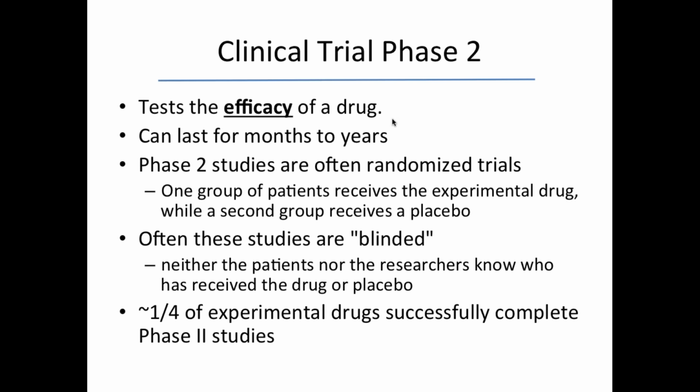And this is the phase at which studies are often randomized, as I mentioned, placebo-controlled and blinded, to try to prevent any bias in a study whatsoever, because you want to get pure and true information to see that this drug is working. And about 1/4 of all experimental drugs that get to the phase 2 trial will successfully move on to phase 3.